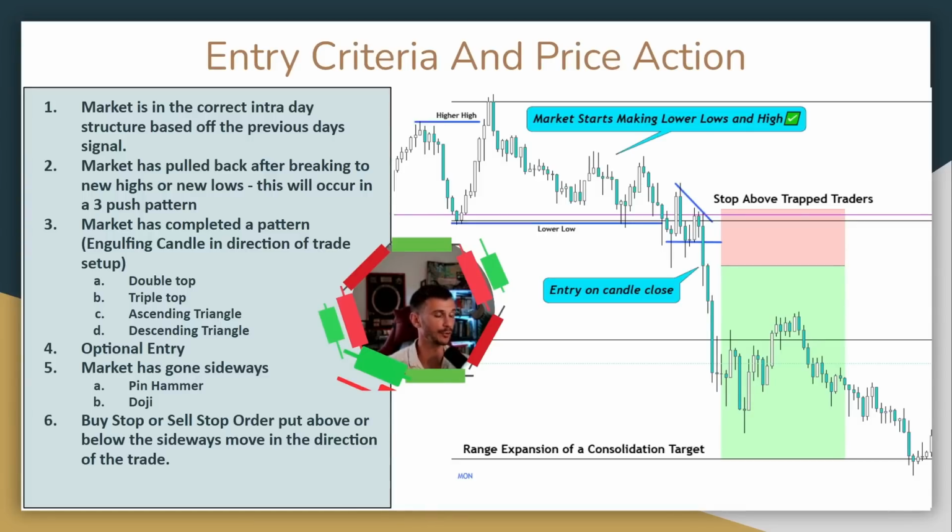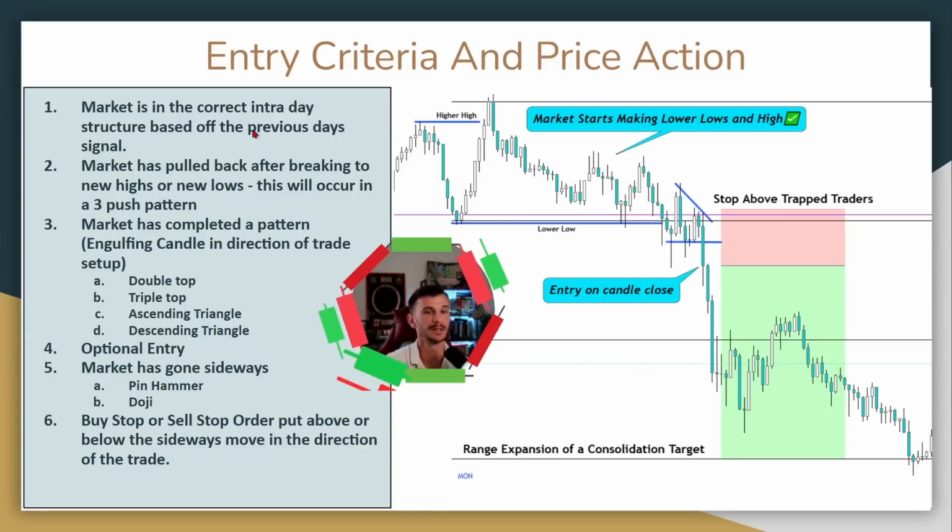I like structure. I have got to have structure in line with the trade that I'm looking to take. If I want to go short because yesterday has told me that I should be looking for a short today, I want to see the market go from a series of higher highs and higher lows to start making lower lows and lower highs. I want my entry to be at or around 9:30, and I want no news on the calendar. So let's take a look over here.